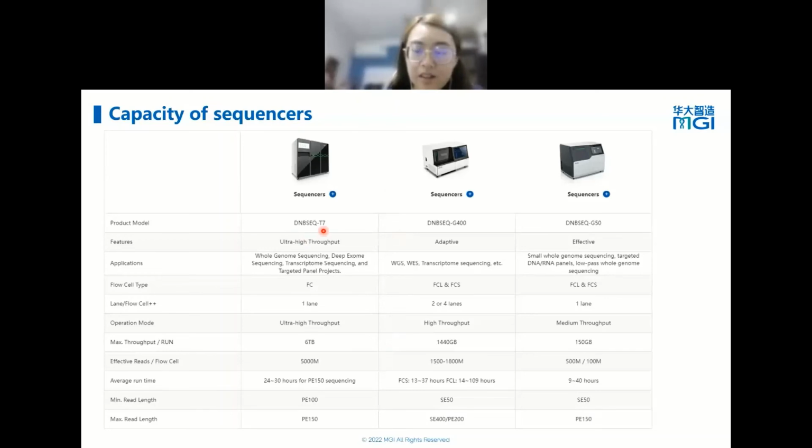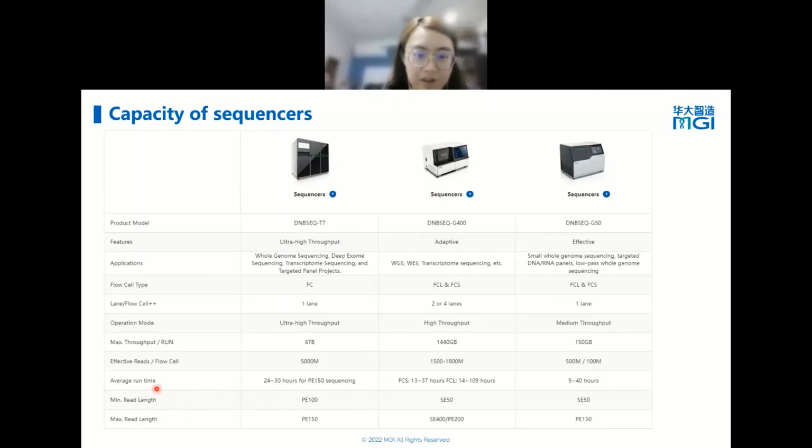As I mentioned, we have our T7, G400, and G50, and you can see the maximum throughput per run listed here. This is a very high throughput, 60 terabytes of data you can obtain from the T7, whereas with G400 the maximum you can get is 1.4 terabytes, and G50 is around 150 gigabytes. If you want to compare with Illumina, this is similar to a MiSeq, this is a HiSeq, and this is the NovaSeq.